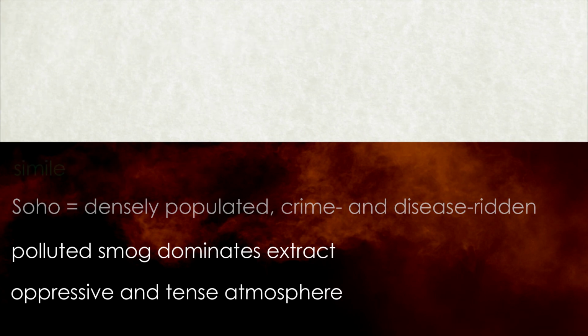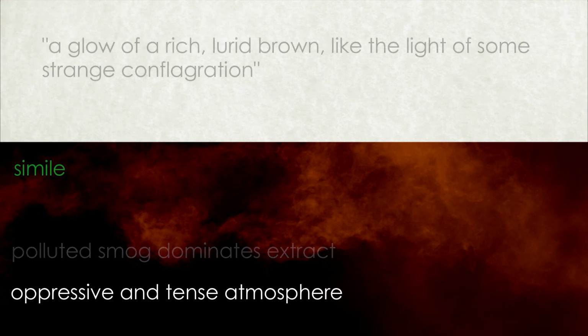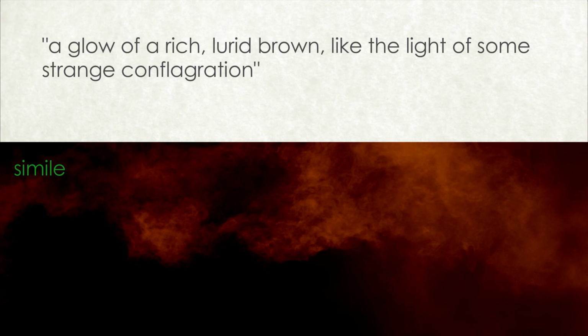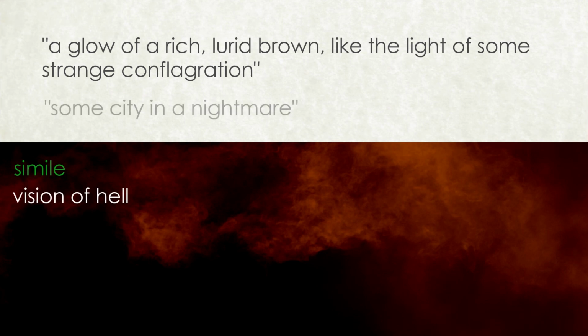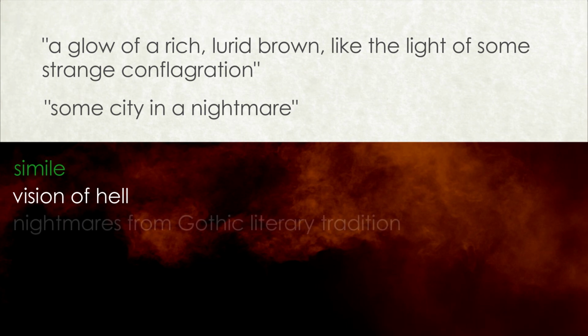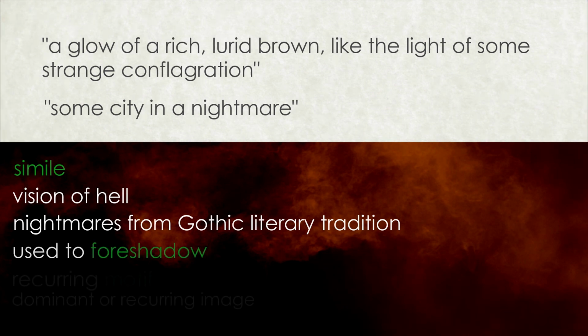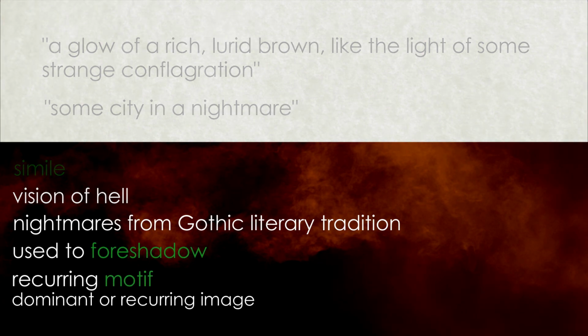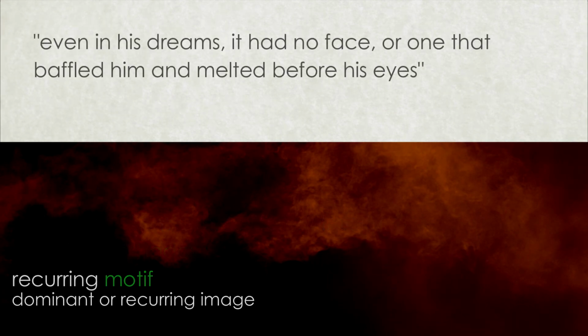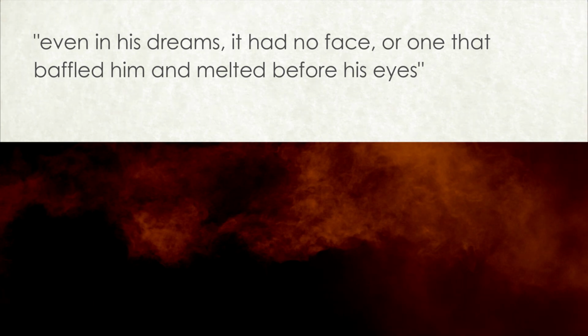The use of the simile, "a glow of a rich lurid brown, like the light of some strange conflagration," creates a hellish vision which Utterson perceives as being like "some city in a nightmare." Nightmares, taken from the Gothic tradition and used as a means of foreshadowing, are a recurring motif in the novel. Utterson dreams of Hyde: "Even in his dreams, it, or Hyde, had no face, or one that baffled him and melted before his eyes."